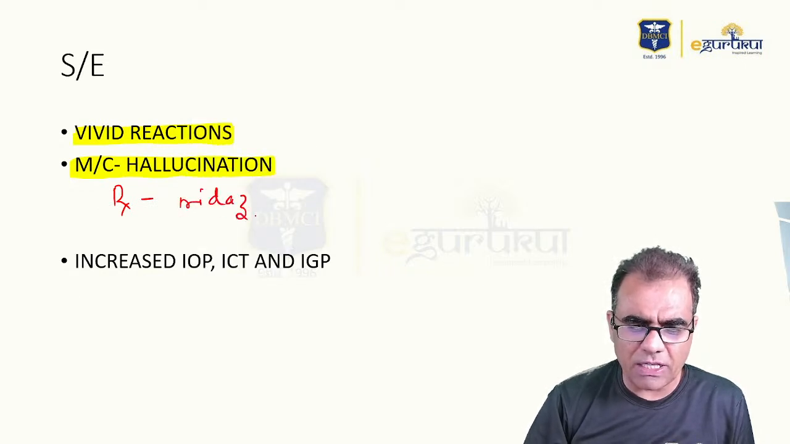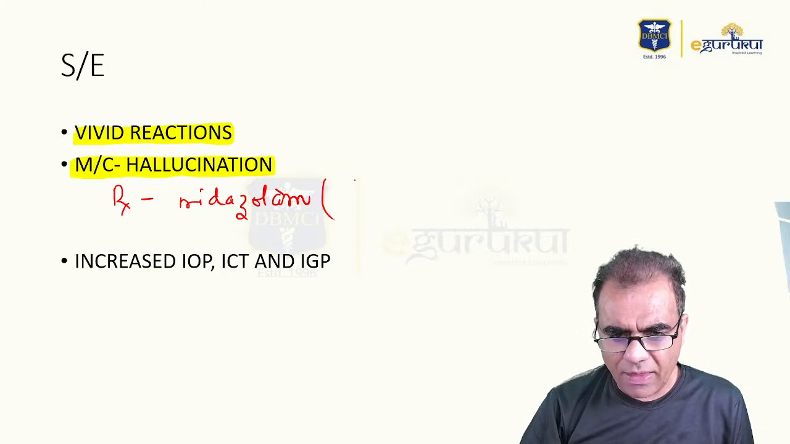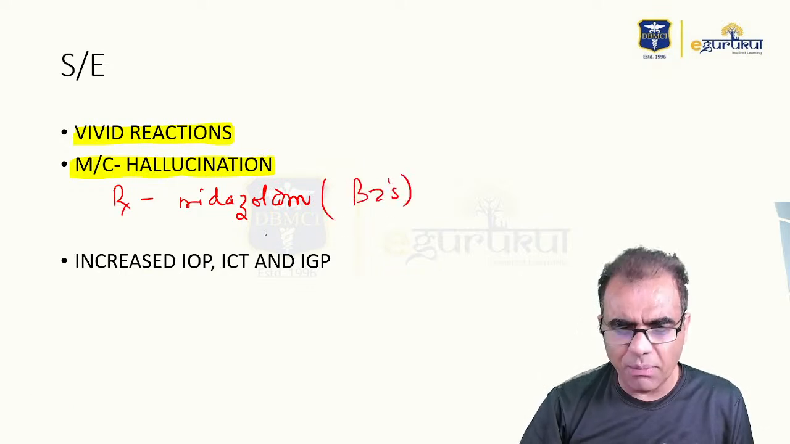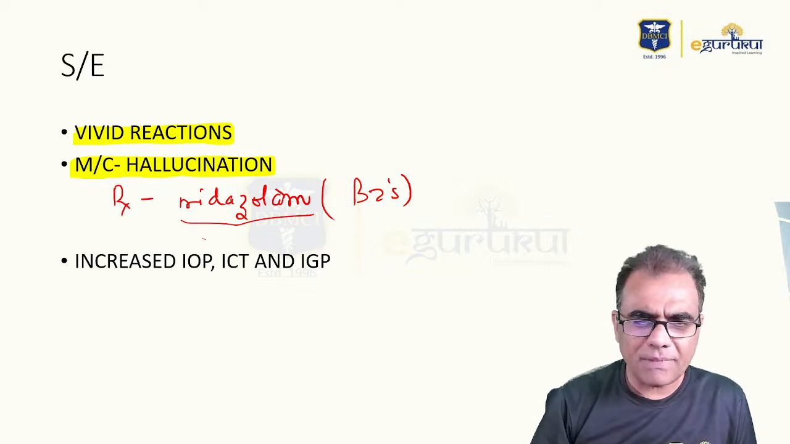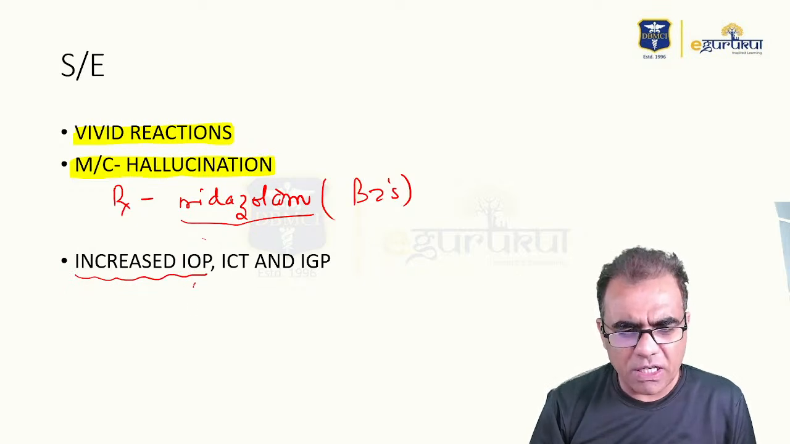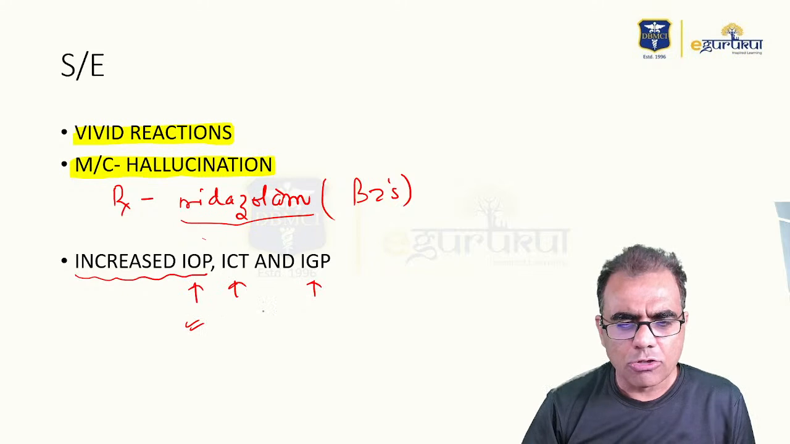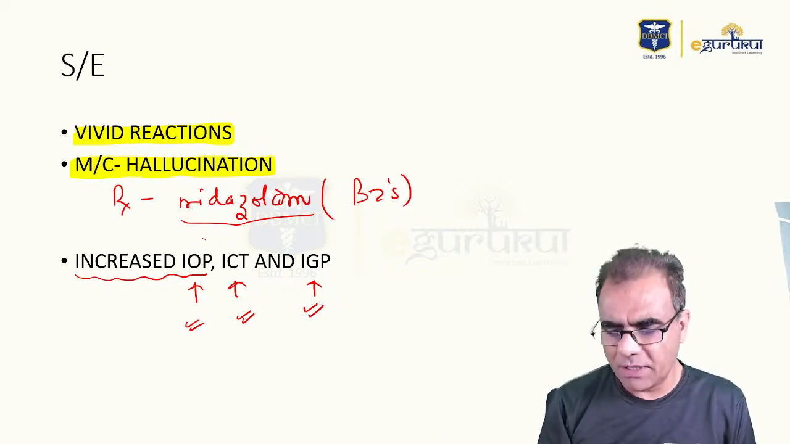benzodiazepines. And benzodiazepine, I told you, nowadays most commonly uses midazolam or any other benzodiazepines. So I will say rather benzodiazepines, whatever available. But now mostly available is midazolam, so I can say midazolam. Second disadvantage, ketamine can increase all pressures: intraocular pressure, intracranial pressure, and intragastric pressure. So all pressures are increased with ketamine.